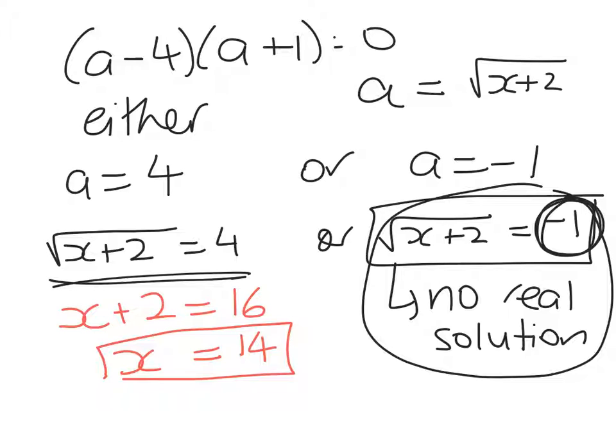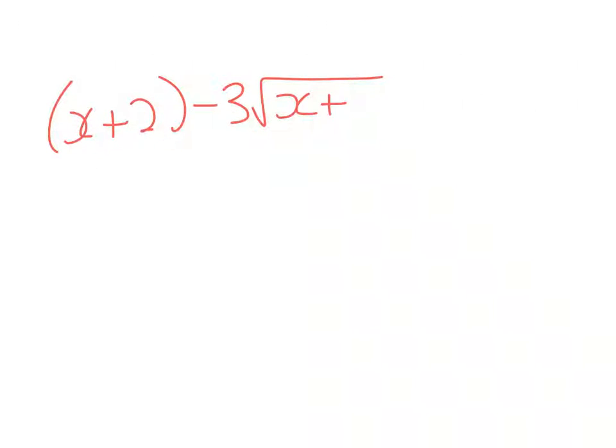If you've watched the 2015 video with the 3 excellence questions, the really long one, I talked in there a bit about how we need to make sure we check that this solution really does work. So that's what I'm going to do on the next slide. The equation we were given to start with was x + 2 - 3√(x + 2) - 4.